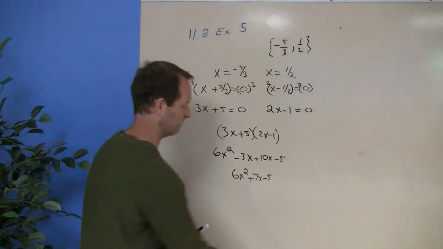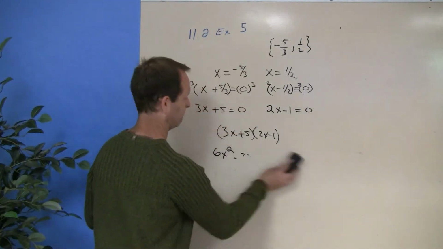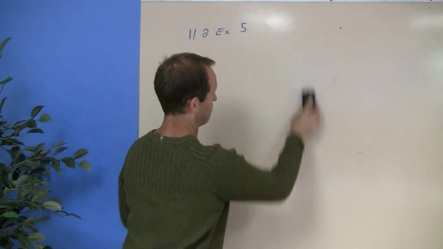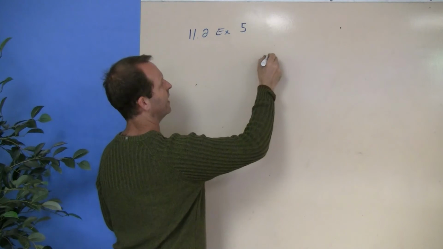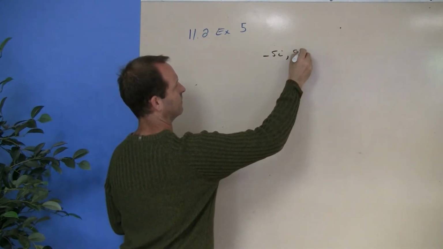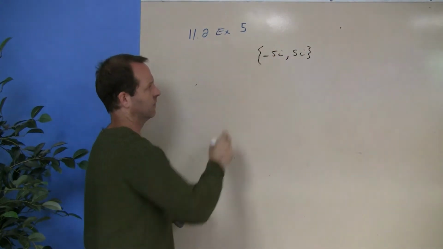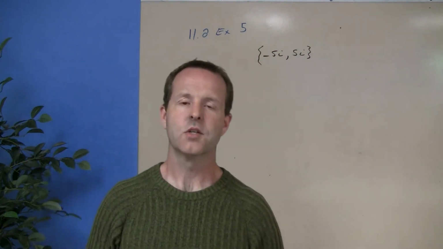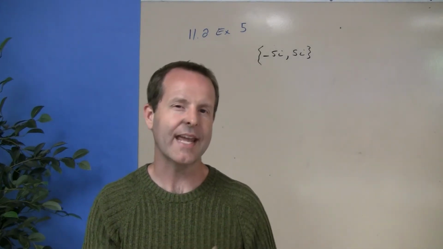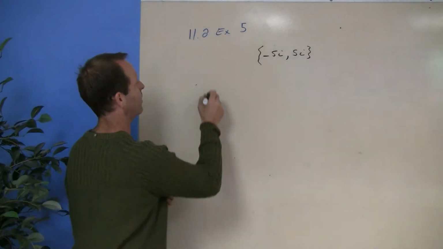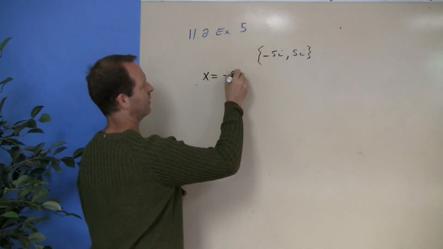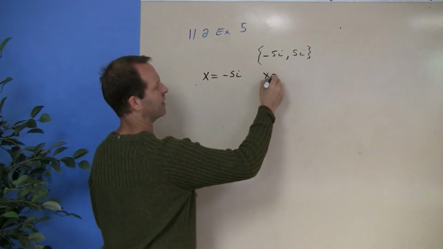Let's look at another one too. Let's say I have solutions of -5i and positive 5i. Those are my solutions. So let's work backwards and find out what factors gave us those solutions. So I know that one is x equals -5i, and another solution is x equals 5i.